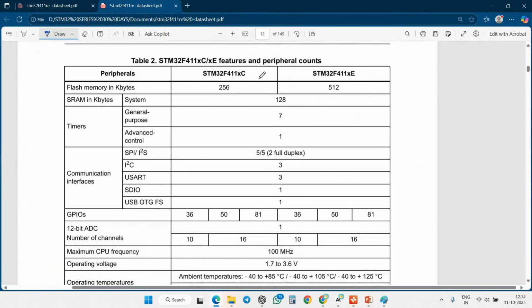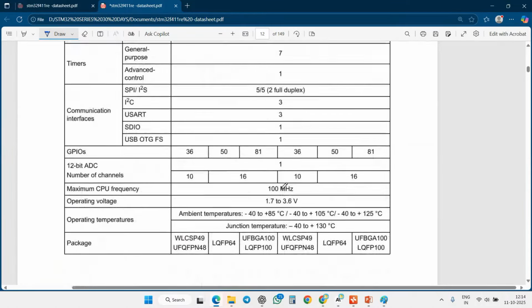You people have asked the question, right? What is the difference between XC and XE variants? This is the thing: if you are designing a microcontroller, it has different series. With the XC variant, the flash memory is just 256 kilobytes. In the XE variant, the flash memory is 512 kilobytes. In SRAM, both are the same. GPIO pins are the same. Timers and other communications are the same.